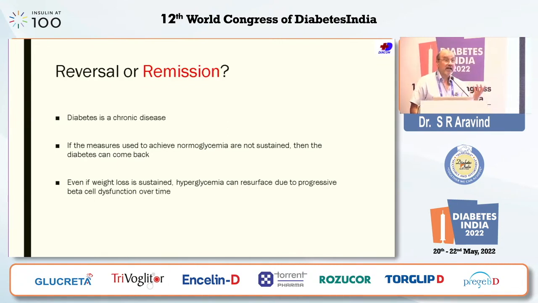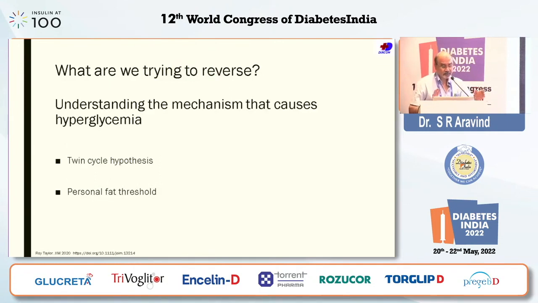But from the marketing perspective, when a technology specialist is creating something, he would love to use the word reversal because that sells. So people would like to buy that app. I mean, I don't know how CGM or glucometer helps. There are programs and apps and all these things there. So they are using this word reversal. Okay, now what are we trying to reverse?